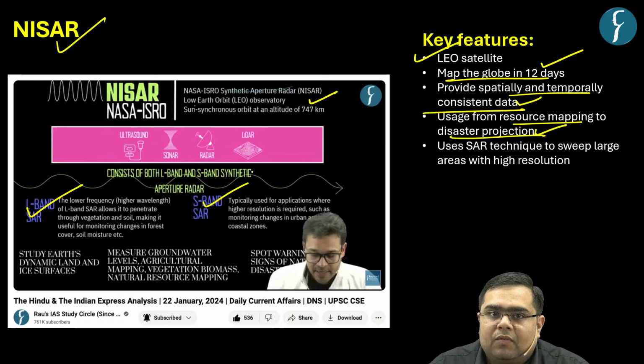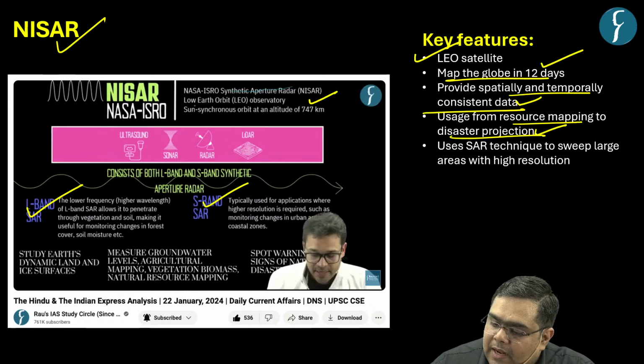What is the meaning of L band? L band means a band in which the frequency is very low. So what does low frequency do? Low frequency enables us to have a kind of low penetration which can be used for mapping of forest resources, right? Similarly, S band will lead to mapping of resources such as minerals or better urban planning, and so on and so forth.